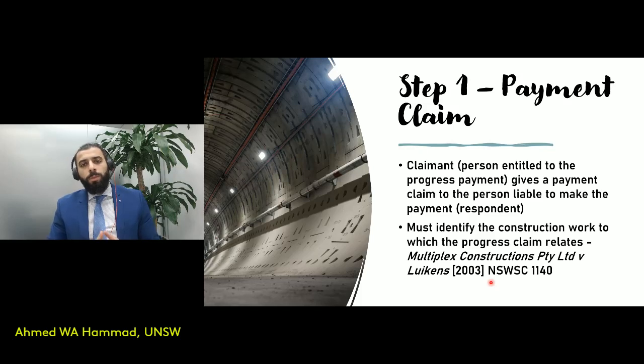Step number one, the payment claim. Some terminology that we need to be aware of. The claimant, in this case, would be the person that's entitled to the progress payment. So they issue the payment claim to the person that's liable to make the payment, i.e. the respondent. It's important that the claimant identifies the construction work to which the progress claim relates, and this has been underlined in this very important New South Wales case that you see in front of you.